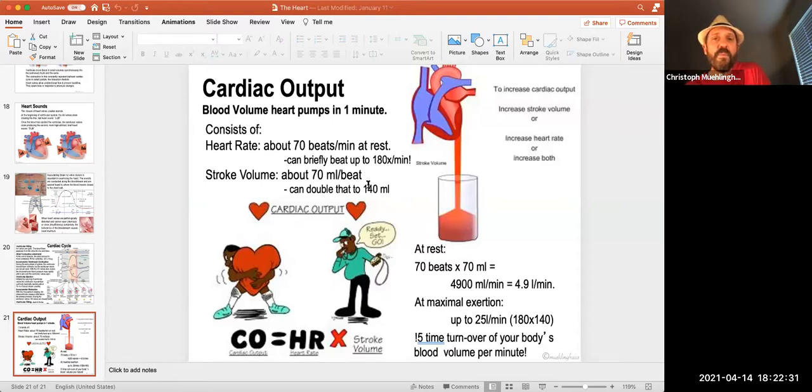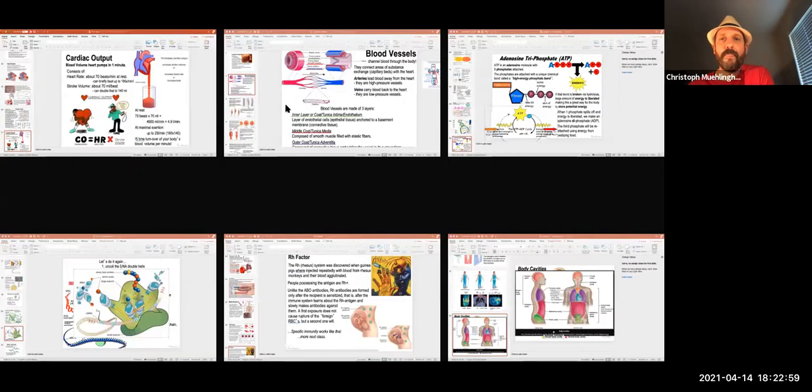And that can double to about 140, and that can go up to about 180 if we need it. And so if we look at that, we pump about 5 liters of blood each minute as a volume, but we can go 5 times as much if we have to run away from a lion or something really crazy like that. Of course, we can only do that briefly, because otherwise it gets exhausted.